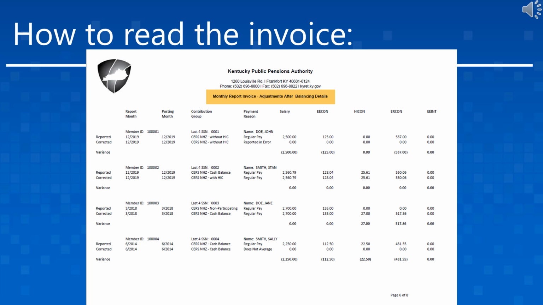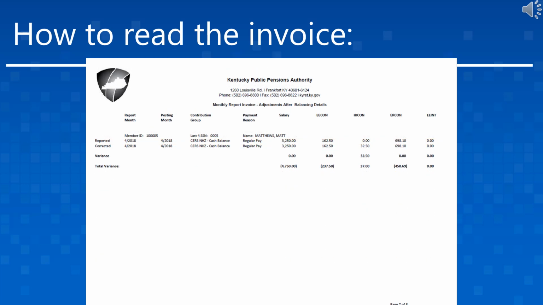And as the employer, you may need to collect additional contributions to make the record correct, or refund contributions that were overpaid. The information provided in this section shows you the member who the correction or change was made on and provides the record as it was originally reported by the agency and then as it is after being corrected by KPPA. Each record has a variance sum total below the reported and corrected lines, and a total variance is shown at the end of the section in the invoice.